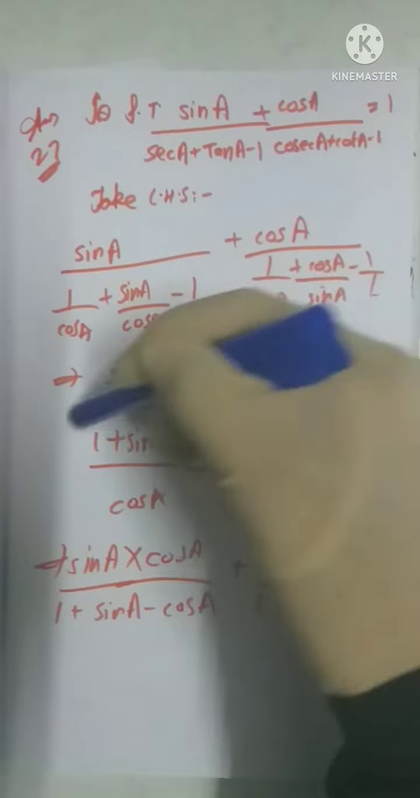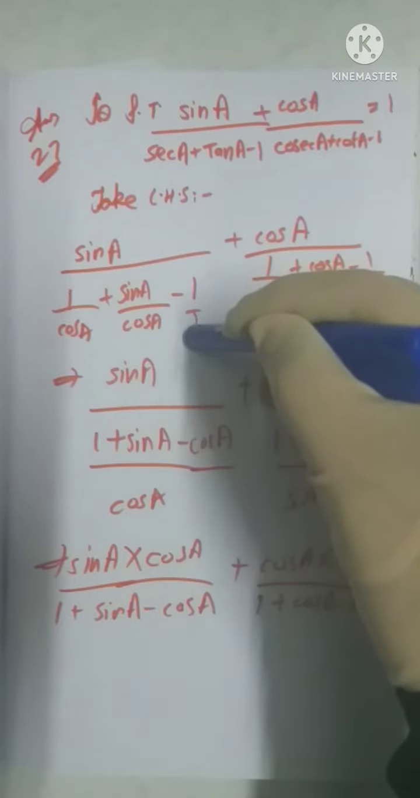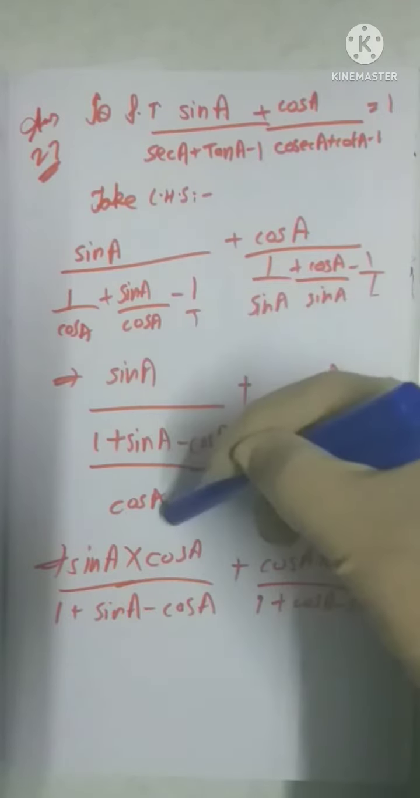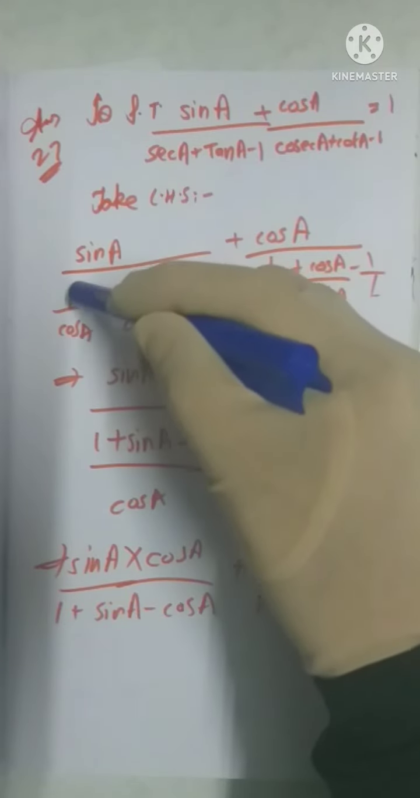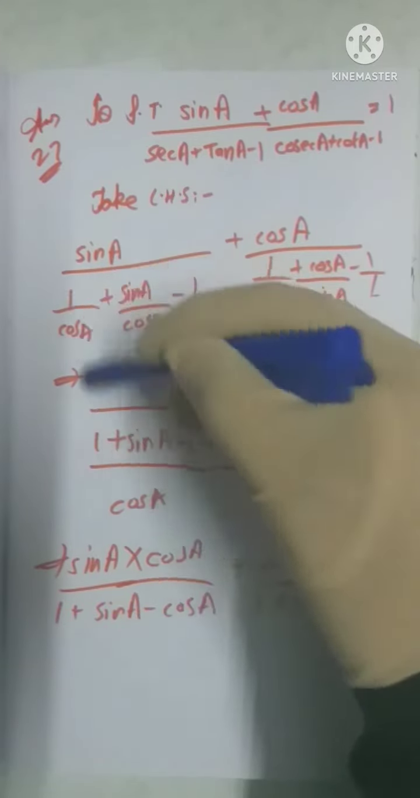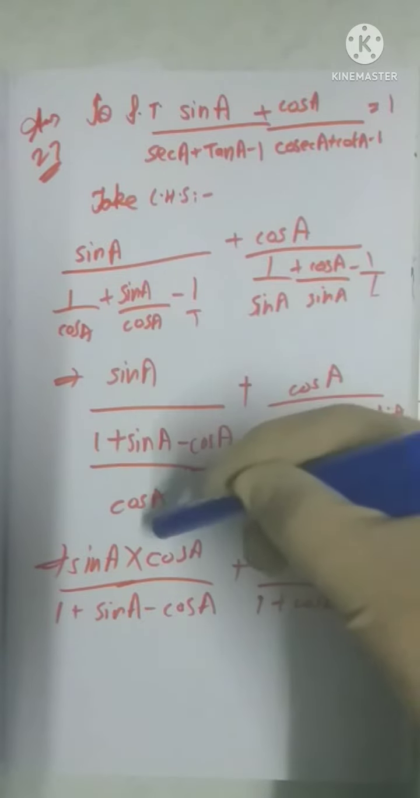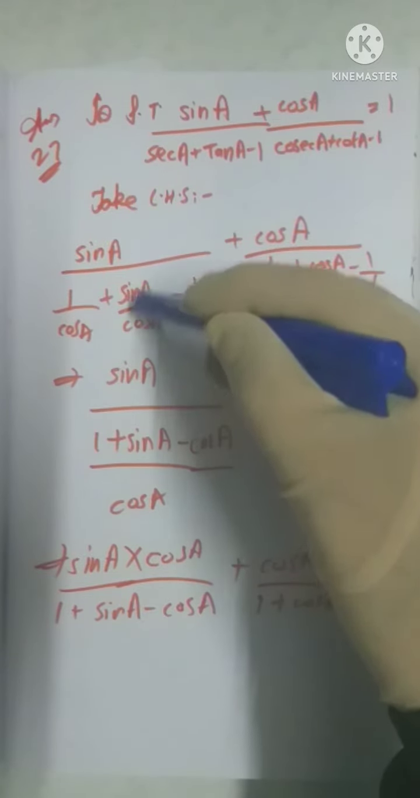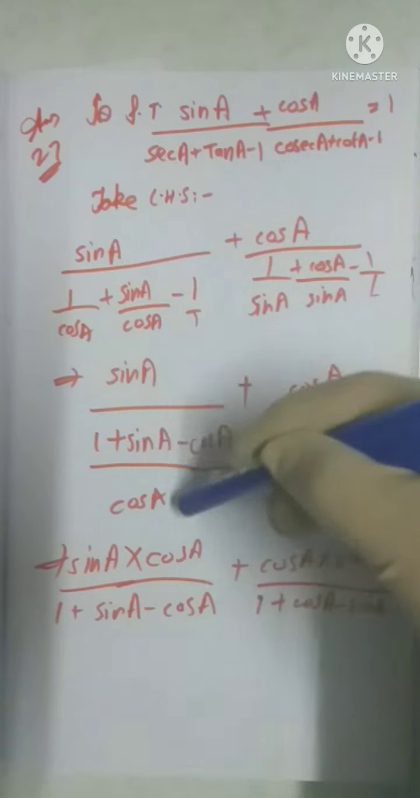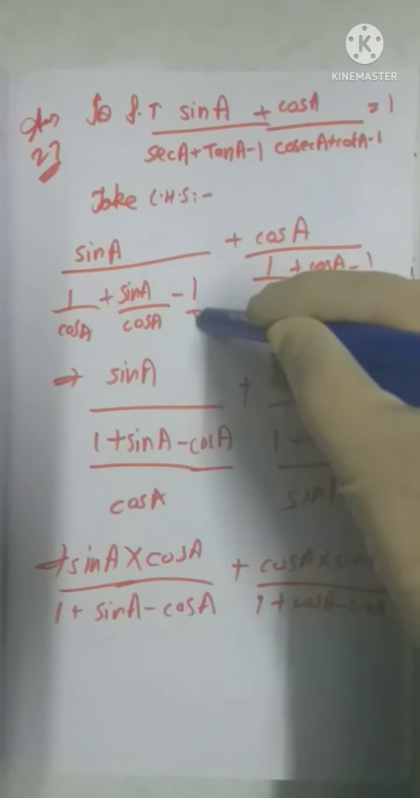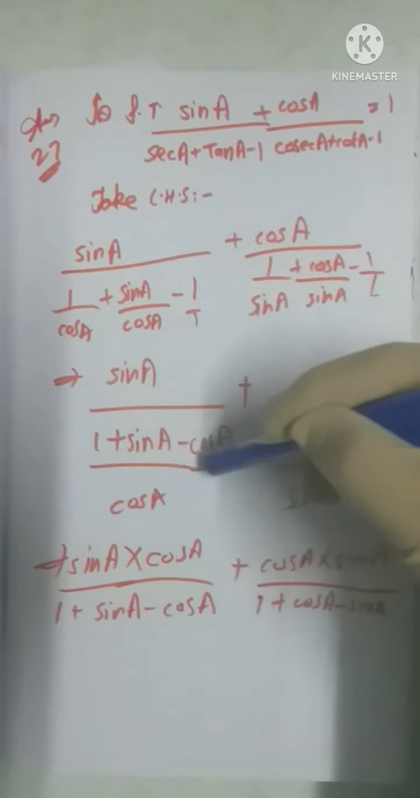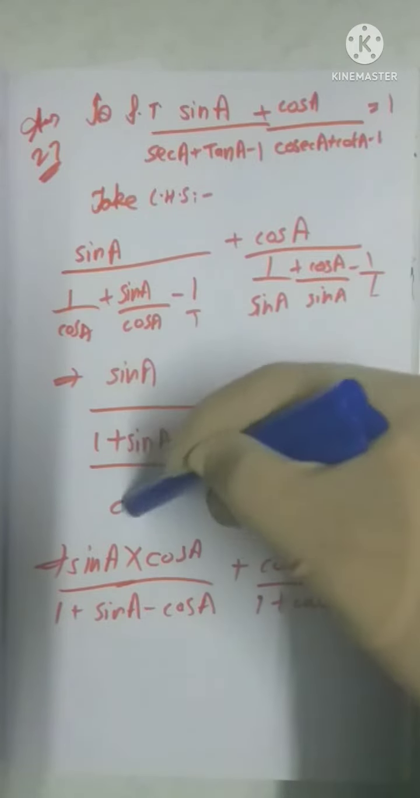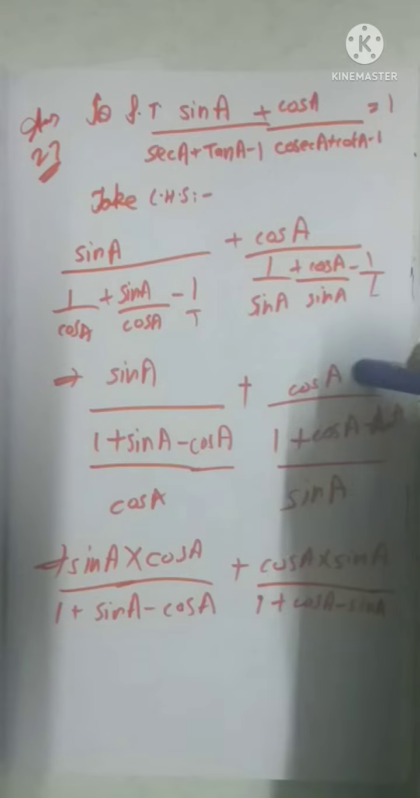So sin A by, take the LCM of cos A and 1. LCM of cos A and 1 is cos A only, denominator. Cos A divided by cos A is 1. 1 into numerator 1, 1 into 1 is 1. Plus cos A divided by cos A is 1, 1 multiplied by sin A is sin A. Then cos A divided by 1 is cos A, cos A into 1 is cos A. So we got 1 plus sin A minus cos A in numerator by cos A, plus cos A as it is.